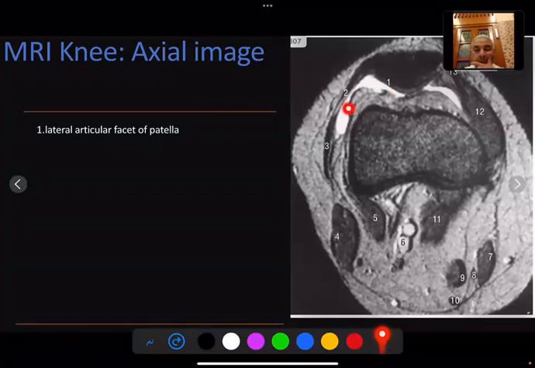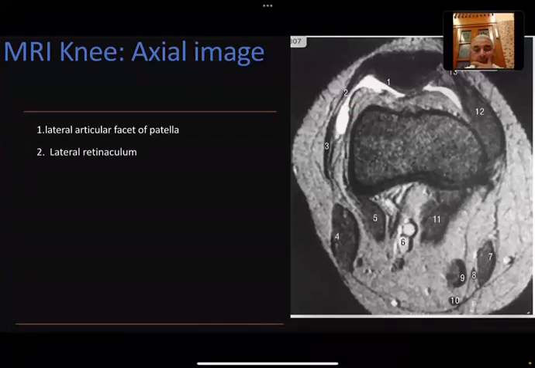Number 2 is the lateral retinaculum of the patella.